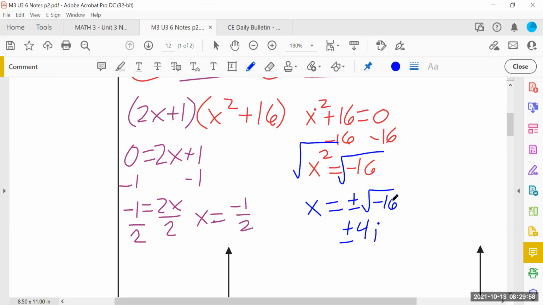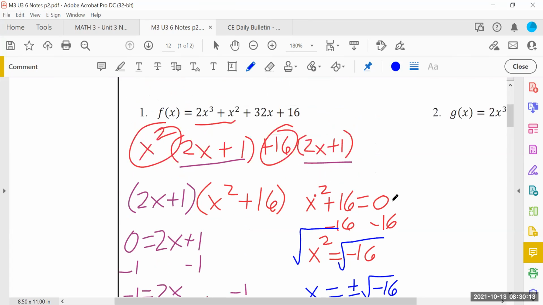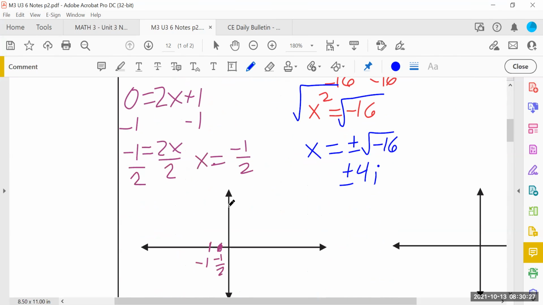But 4i does not exist on my graph. Does that make sense to everybody? It's a solution, it's a root, it's a 0. It's not an x-intercept, okay? So when I go to graph this, what's going to happen, I'm going to get my y-intercept and my end behavior. So I'm going to go back up here, plug in 0, 0 plus 0 plus 0 plus 16. So I'm going to have a y-intercept at 16.